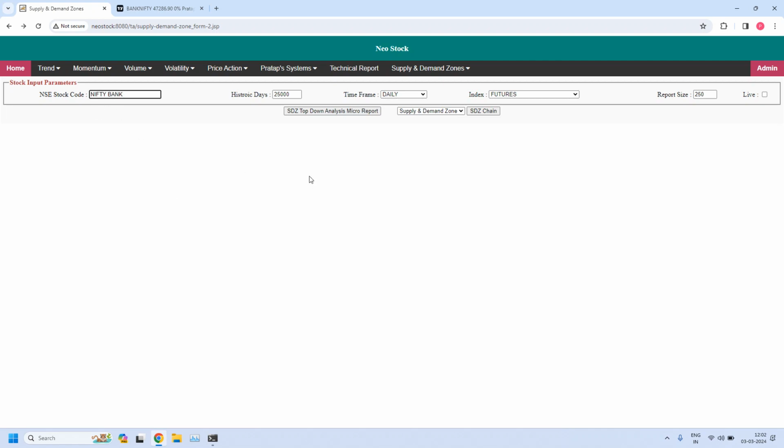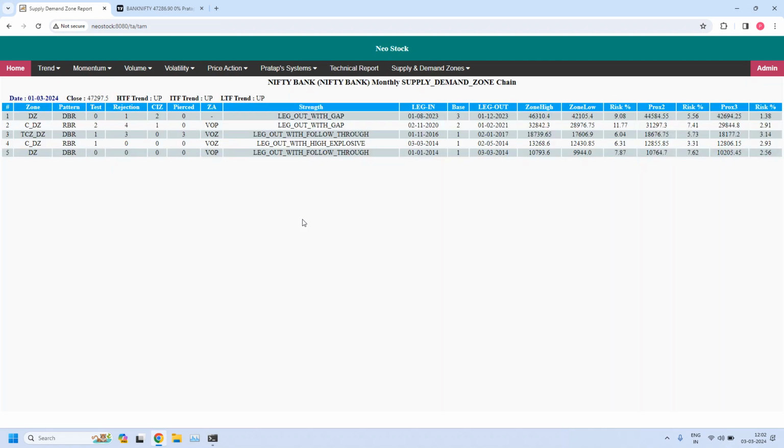So Bank Nifty, let us start our analysis from monthly time frame. For monthly time frame, I am generating supply demand zone chain for Nifty Bank, that is nothing but Bank Nifty. This process takes a little extra time. Yeah, we got the report. Bank Nifty is not having any supply zones. So the first one, the demand zone, whatever you are seeing, this is the all-time high demand zone.